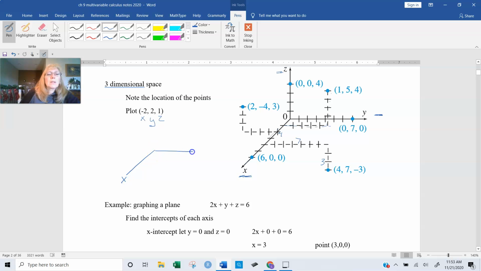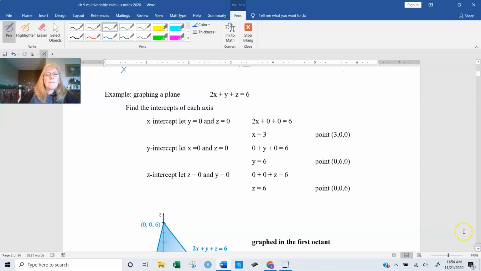Here's your X, here's your Y, here's your Z. So I'm going to go -2 on the X, so I'm going back 2 on the X. Then I'm going over 2 on the Y, so 1, 2 on the Y, and then 1 up on the Z. So you went -2, 2, 1, and there's your plotted point. We do have special graph paper for that.